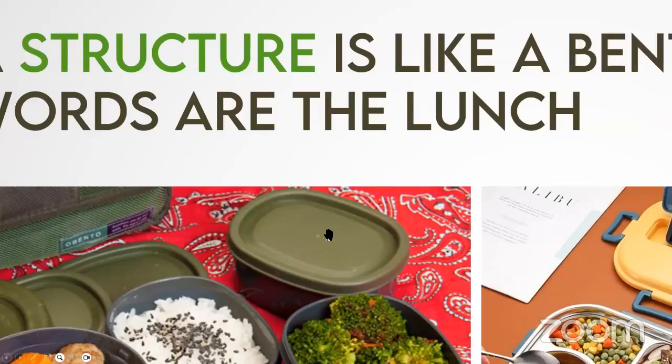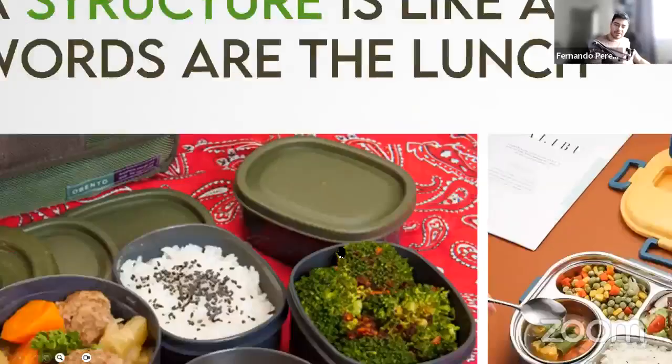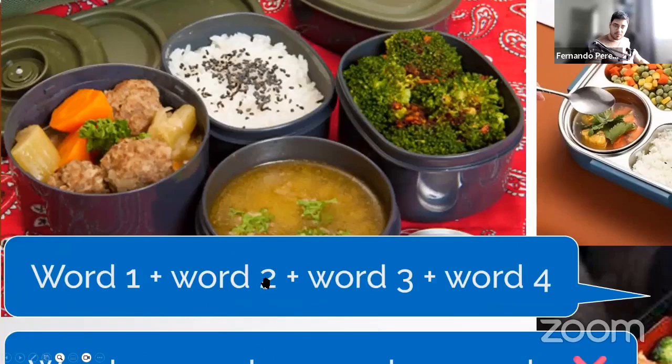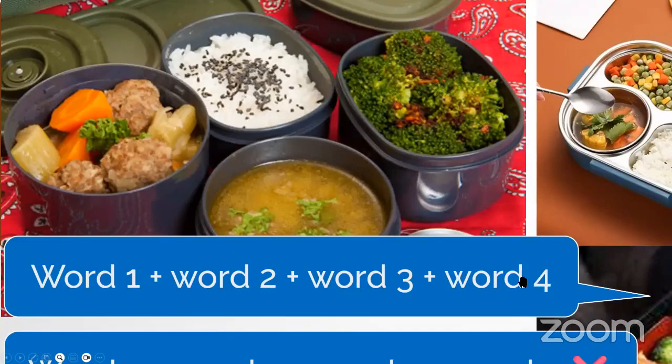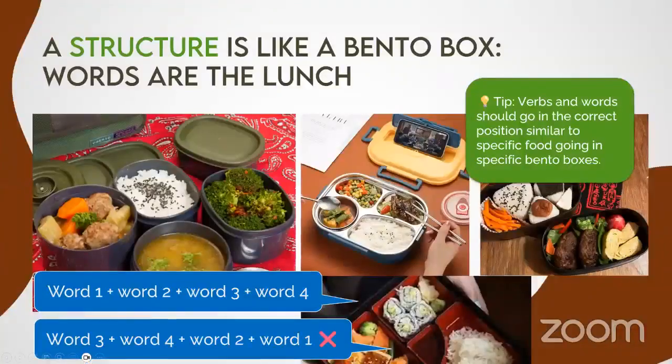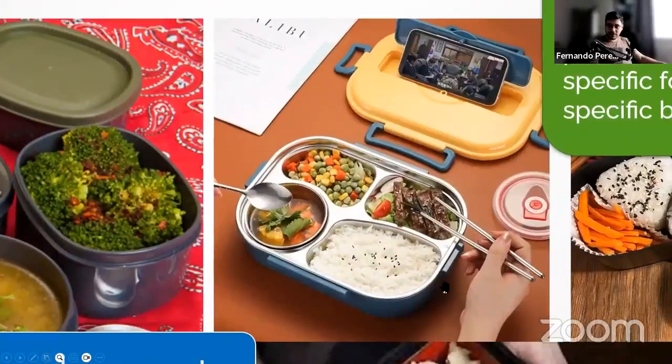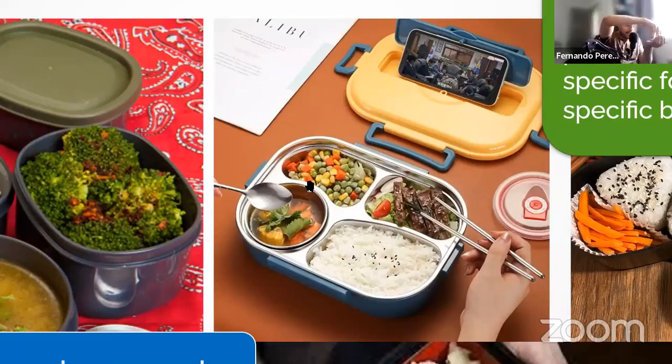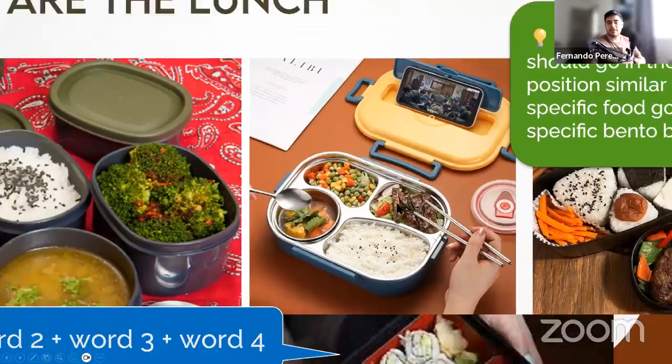and the interior of the box are the words. Word 1, word 2, word 3, word 4. Exactly, for correct organization of your conversation. If you put a word in the incorrect box, your structure is incorrect. And your conversation, I cannot understand. This metaphor is super important to understand the application of structures.